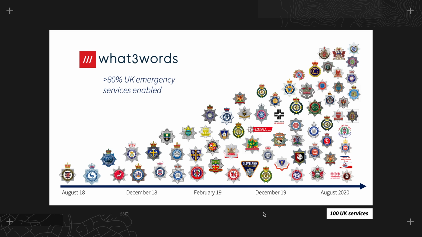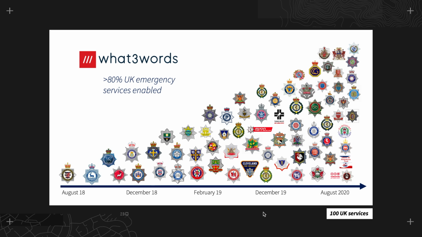Firstly, we started with our work with emergency services back in August 2018 and are now working with more than 80% of services in the UK across police, fire, ambulance and Coast Guard. This means that if a member of the public calls 999, they can provide a 3-word address over the phone. For those callers who don't already have the what3words app downloaded, the call operator can also send them a text message with a link that, when clicked, displays the 3 words for their current location, which they can then read back while on the call.